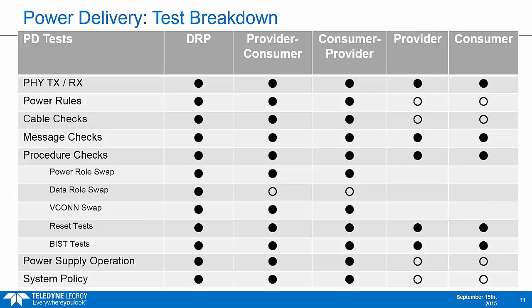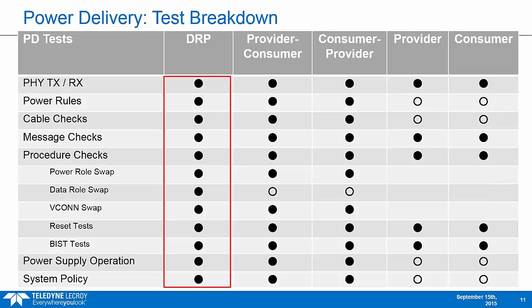Here I'm just summarizing the major areas for PD testing, and we'll look at a lot of these in a minute. And when we do, you'll notice that DRPs are subject to the most stringent testing because they have more functionality. On the other end of the spectrum, consumer-only devices are simpler. They don't need to do power role swaps or data role swaps. Basically, you can skip a lot of the tests if you're a consumer-only device.